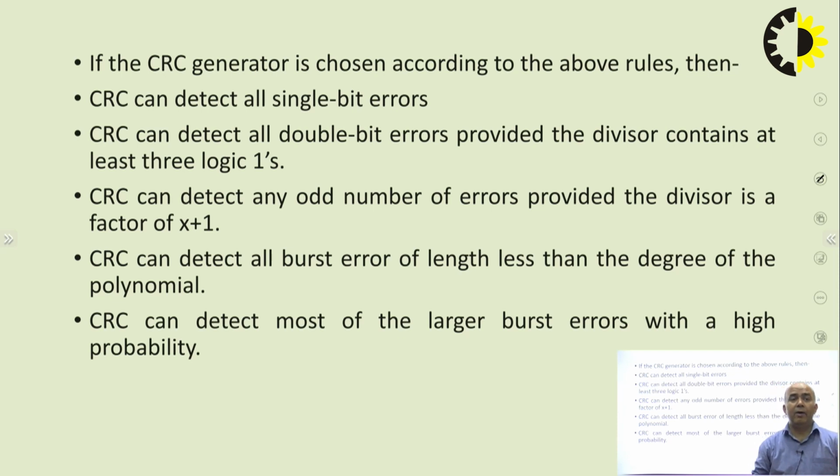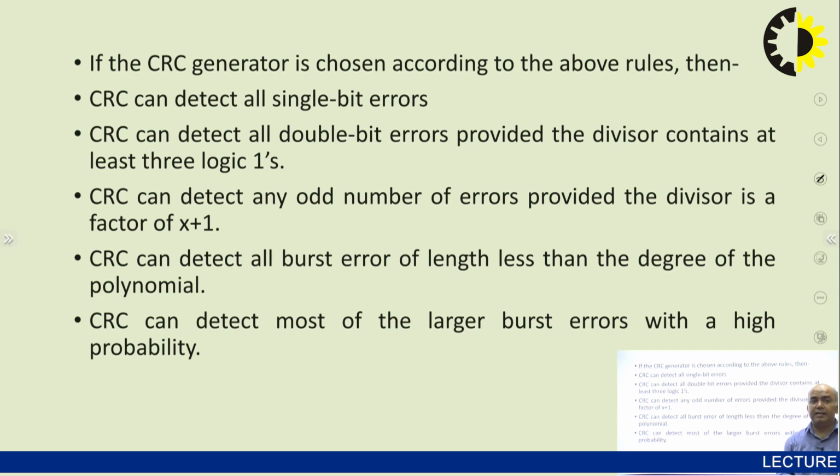CRC can detect any odd number of errors, provided the divisor is a factor of x plus 1. CRC can detect all burst errors of length less than the degree of the polynomial. CRC can detect most large burst errors with higher probability. So, this is the advantage of CRC in identifying errors that occur during the transmission of data.